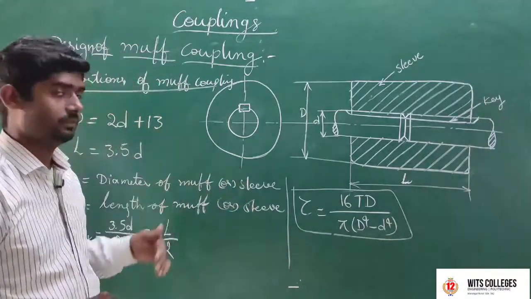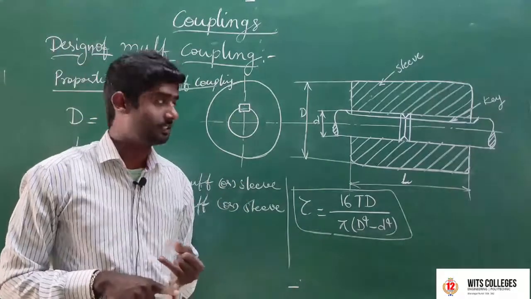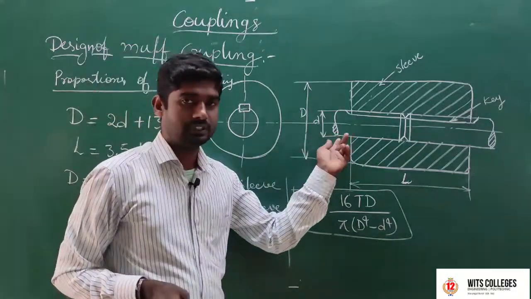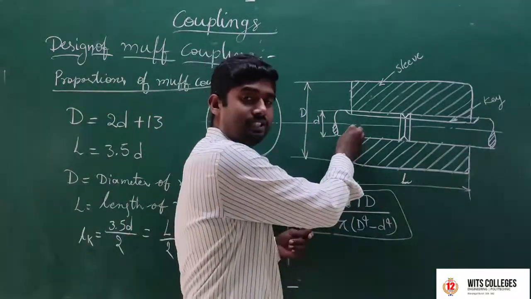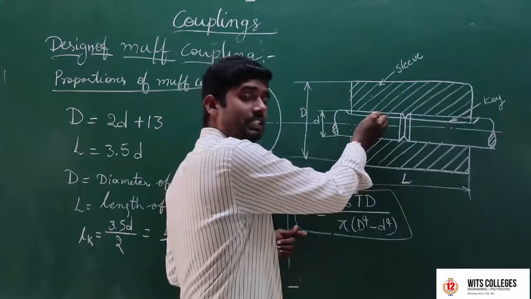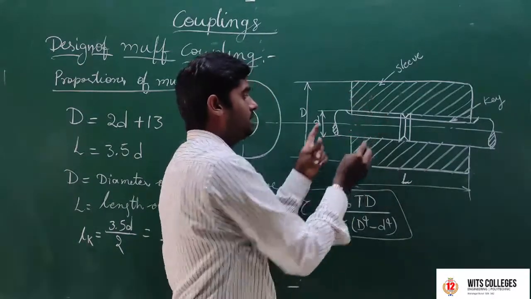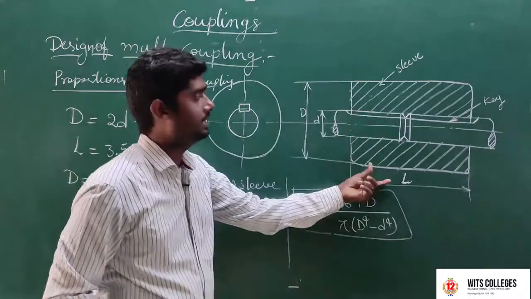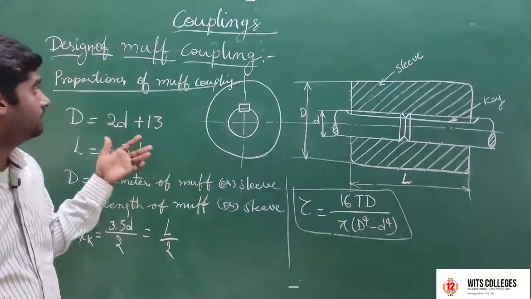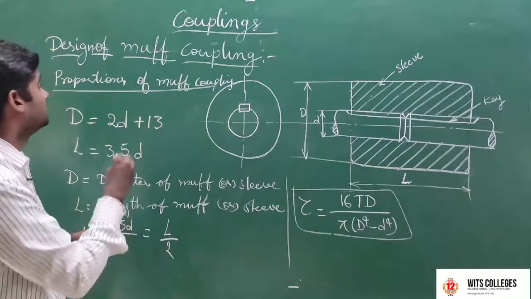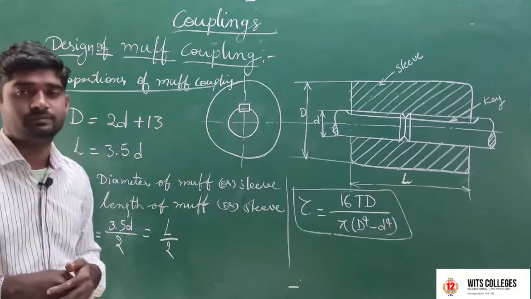This is the design of the shaft. The procedure is: first find the shaft diameter, after that find the key proportions, and next find the muff coupling diameter and length. This is the design procedure of the muff coupling.